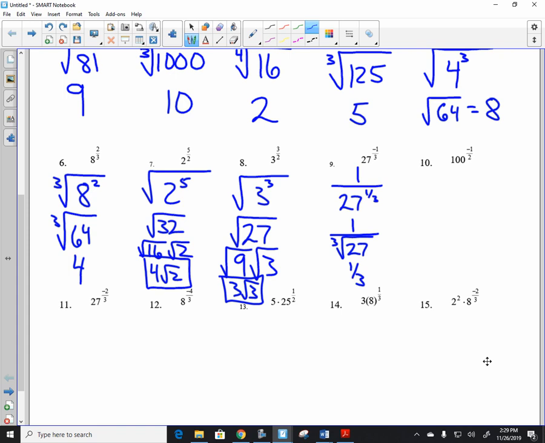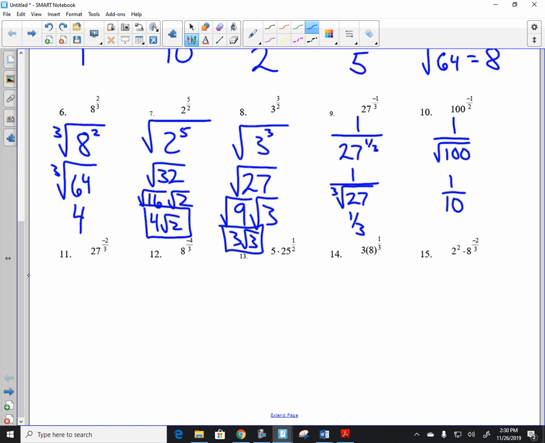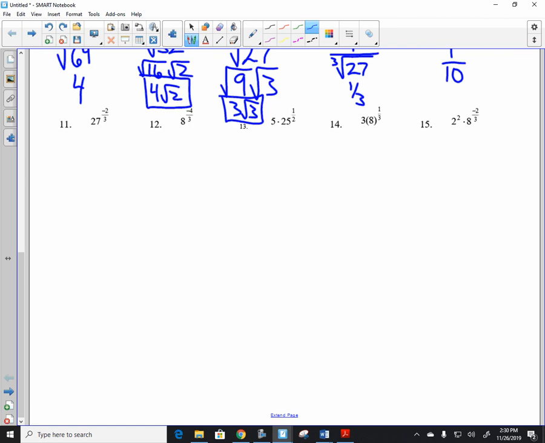So how do I redo number 10? How do I write that? 1 over square root of 100. 1 over 10. Number 11, I have 1 over 27 to the 2/3 power. So I rewrite that as 1 over what? Cubed root of 27 squared.